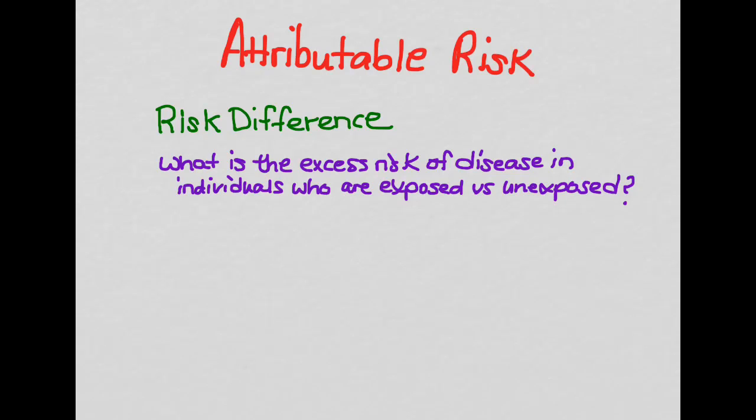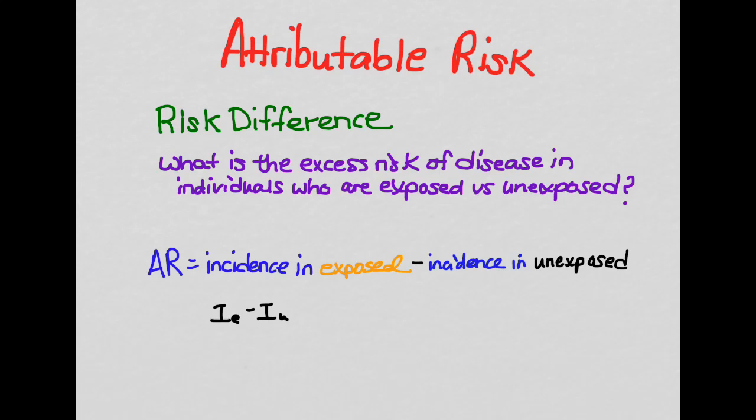So the attributable risk is just the risk difference. So it's the excess risk of disease in those who are exposed versus those who are unexposed. So it's just incidence in exposed minus incidence in unexposed. So as we've written it before, I sub E minus I sub U.